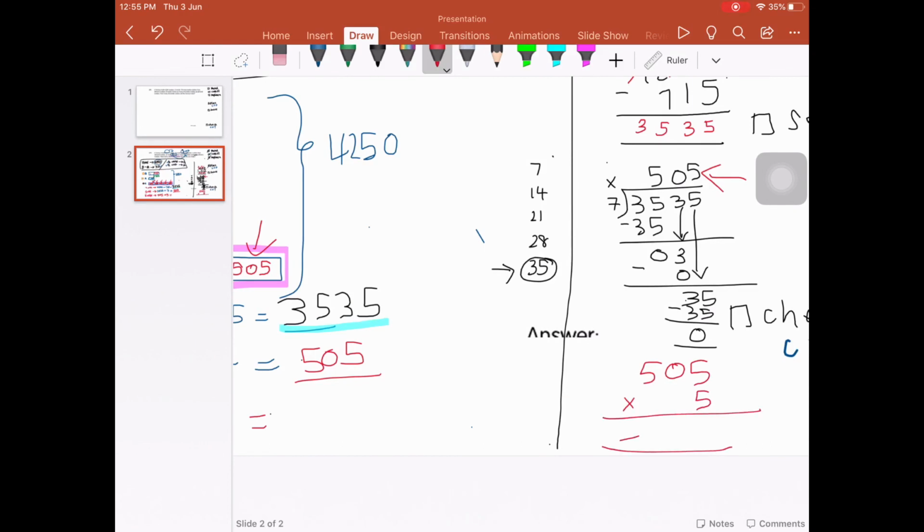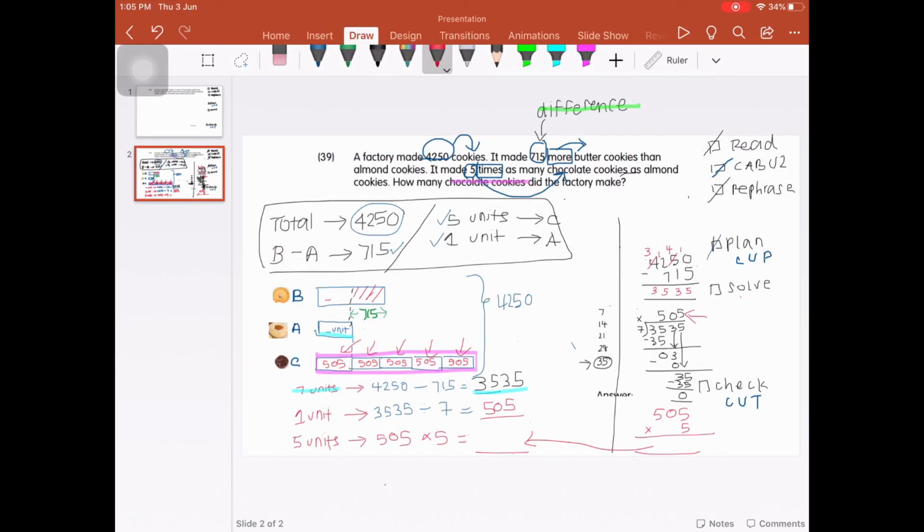Find out the answer and write down your answer over here. Once you found the answer, we are done with solve. So tick the solve box. Then you need to check your work by using CUT method. CUT, C represents calculation error. Check whether there are calculation errors. Then U, check if you have written the units correctly and check whether you have transferred your answer to the answer line.